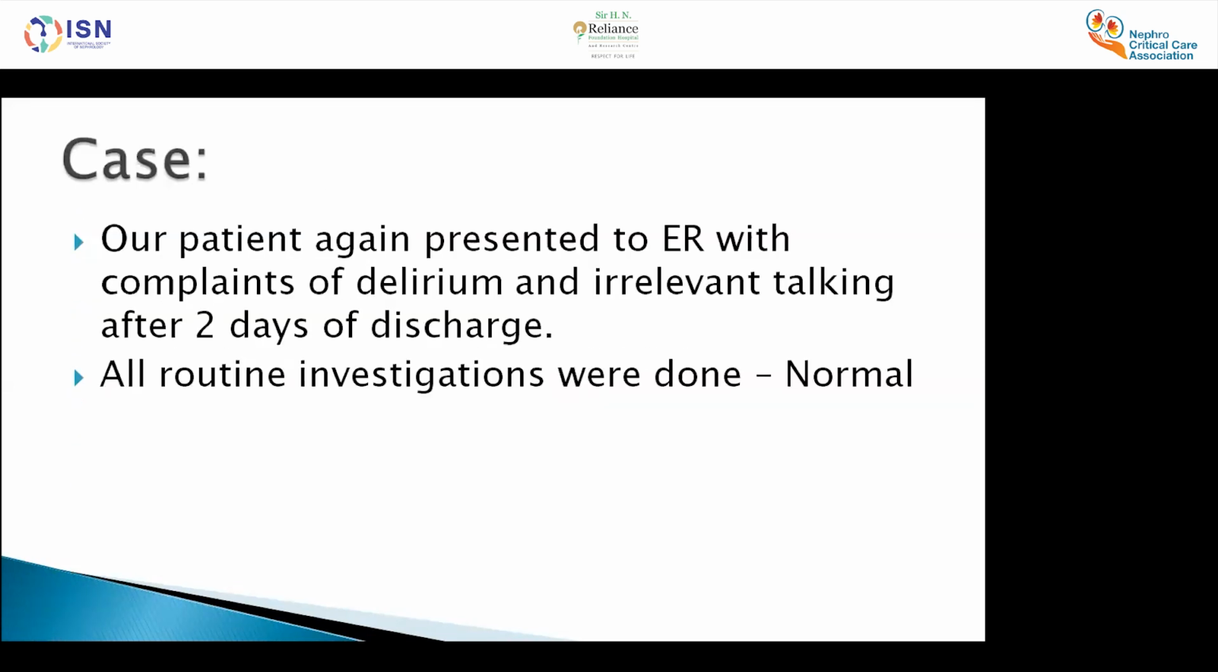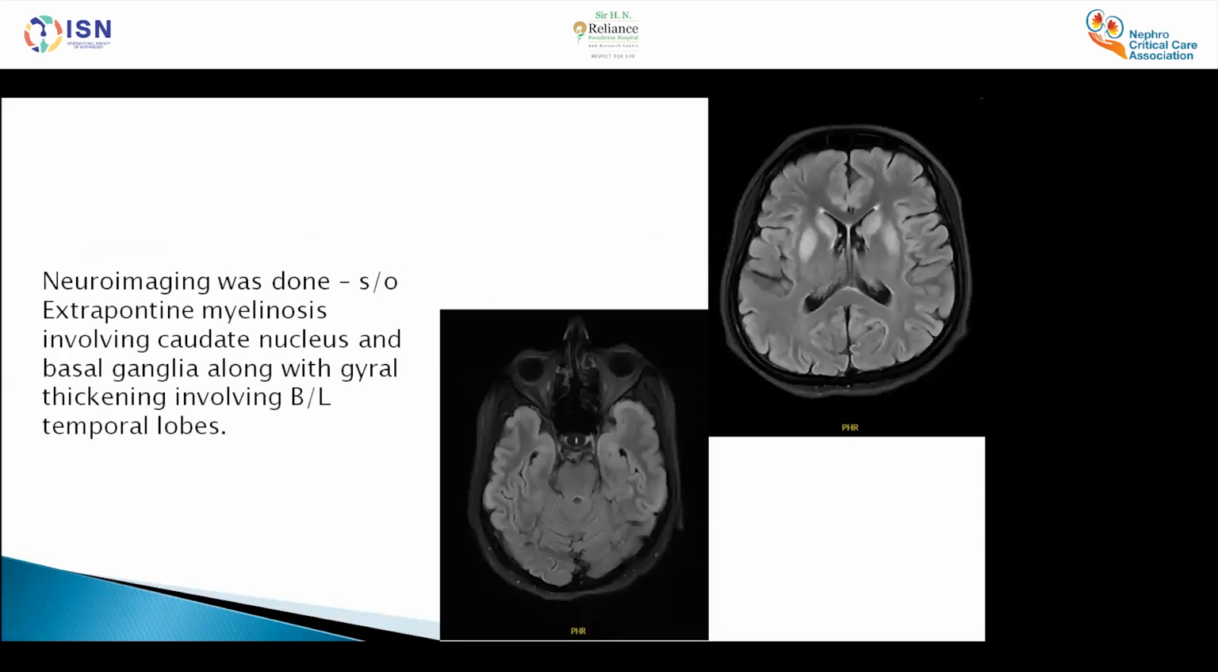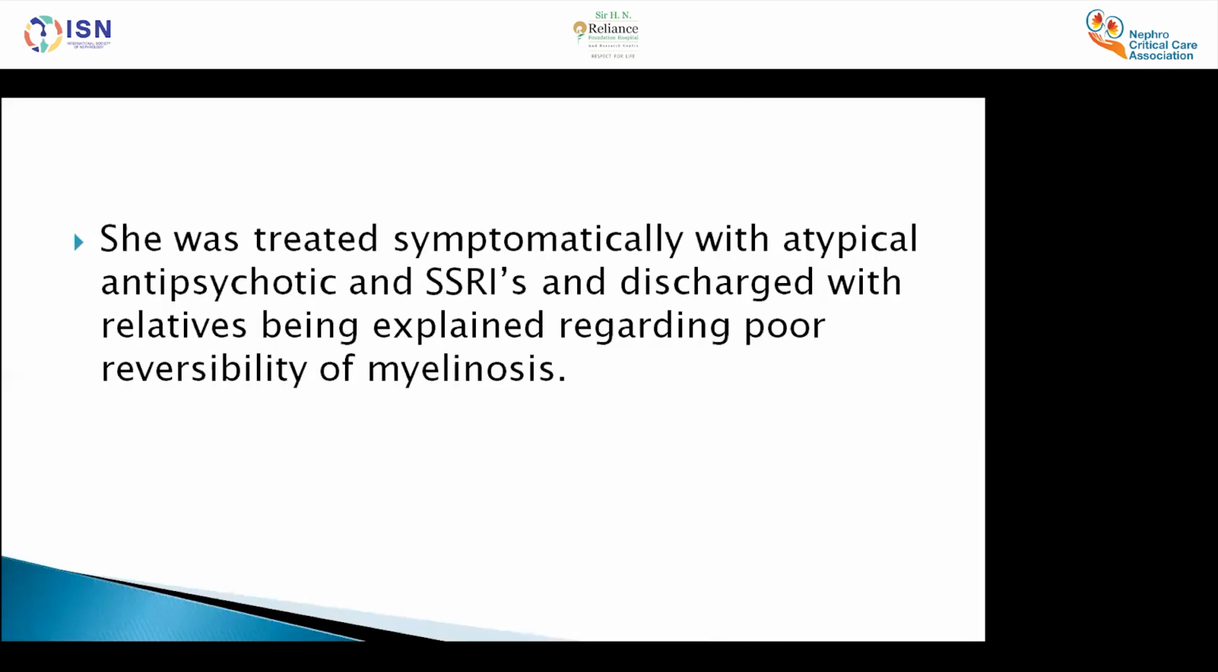So our patient was discharged and she again presented to the ER with complaints of delirium and irrelevant talking after 2 days of discharge. All routine investigations were done; those were normal. Again, neuroimaging was done, which showed hyperintensities in basal ganglia and caudate nucleus, along with gyral thickening involving bilateral temporal lobes, which were suggestive of extrapontine myelinosis. So the patient was treated symptomatically with atypical antipsychotics and sertraline, and discharged with relatives being explained regarding the poor reversibility of myelinosis.